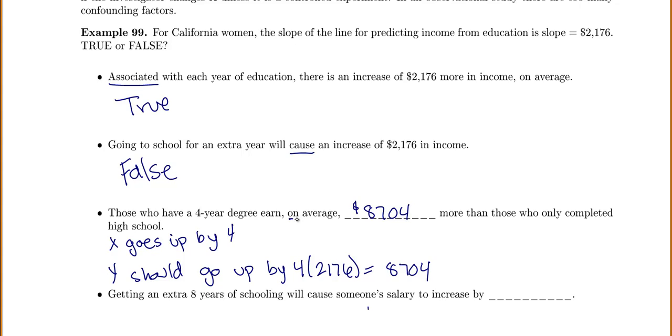And this is okay because we just said on average. We're not talking about cause and effect. We're not talking about individual people. But on average, this should be correct. So this would be true.